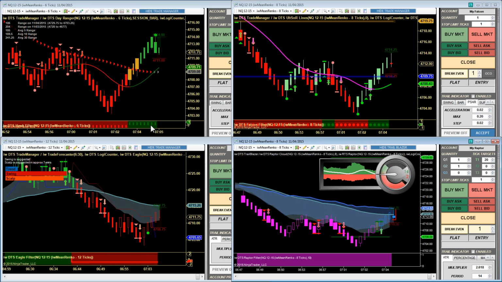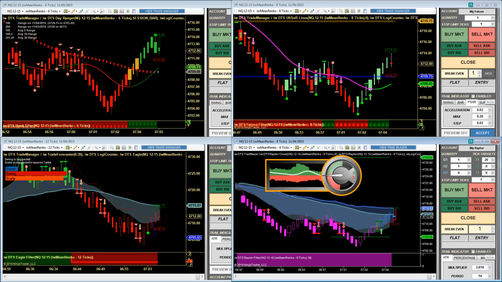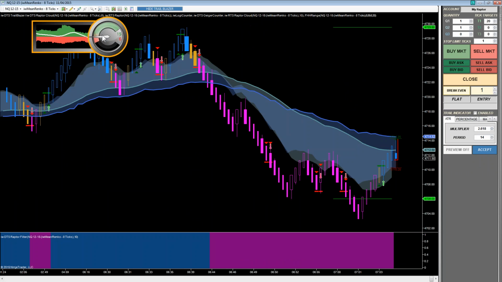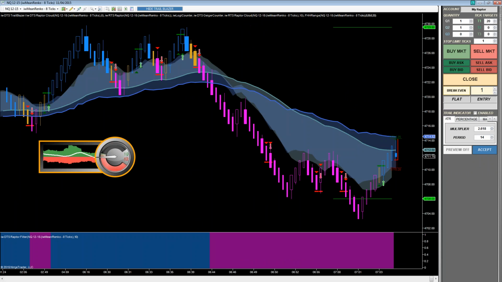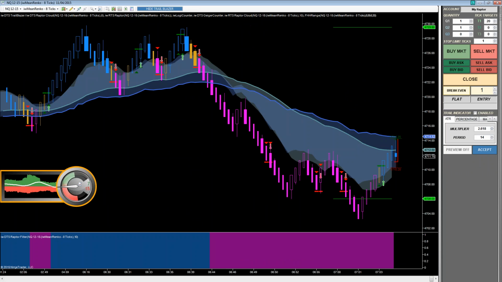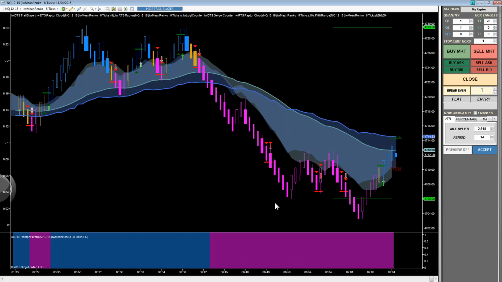Robert is asking, I thought the Raptor was an all-in-one system, but now you're mentioning several add-ons. Well, the add-ons are just that. They're just add-ons. These add-ons will work on any chart. I just happen to have the Geiger counter here on the Raptor. I just happen to have the support and resistance lines on the Falcon. I have a trade forecaster tool on the Eagle. You don't need them to generate a signal.